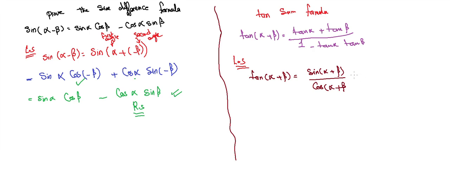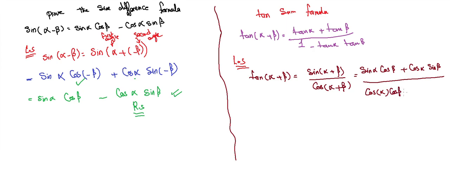Right? Continue here. What is sine? It's sine alpha cosine beta plus cosine alpha sine beta, over cosine alpha cosine beta minus sine alpha sine beta.